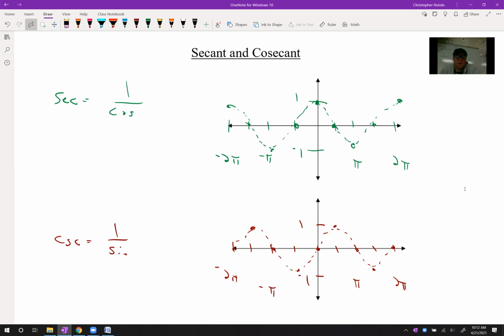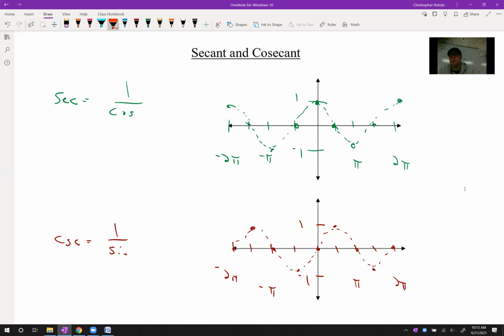Okay, for cosecant, remember that's the inverse of sine. So we're going to use 1 over sine. So I went ahead and graphed that one on the bottom. So if you want to pause and get those caught up, I'm not going to change the period or anything like that. All right. Did you pause? You ready? All right. So here we go.